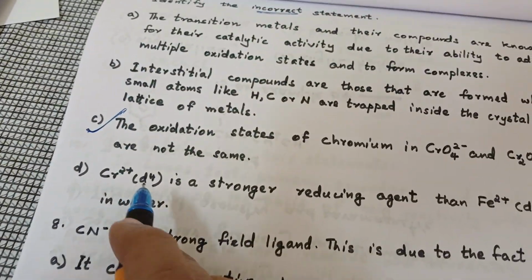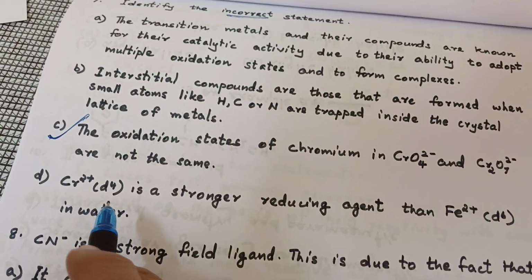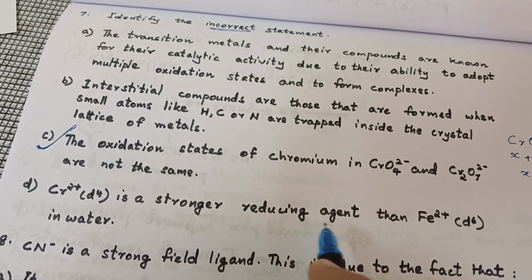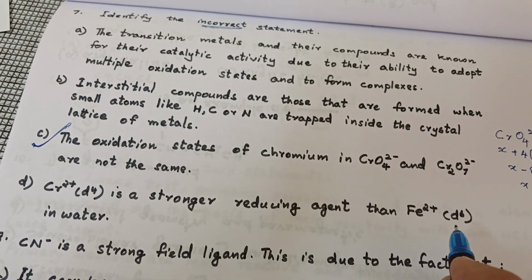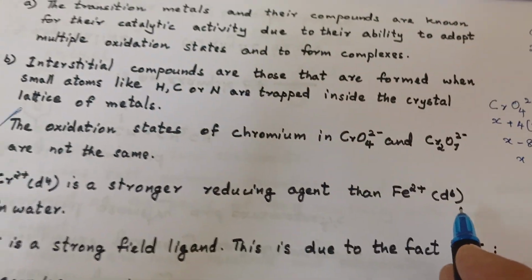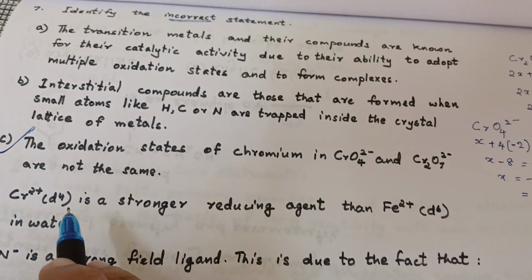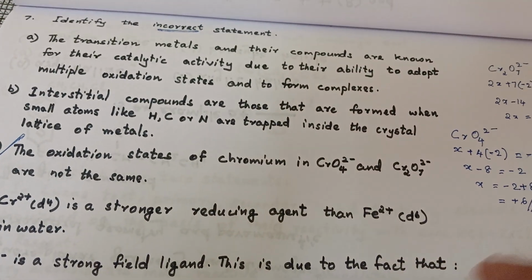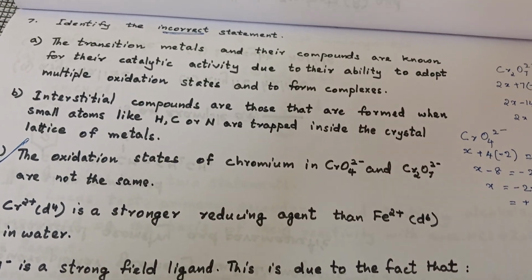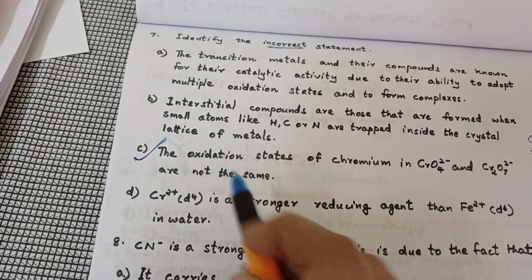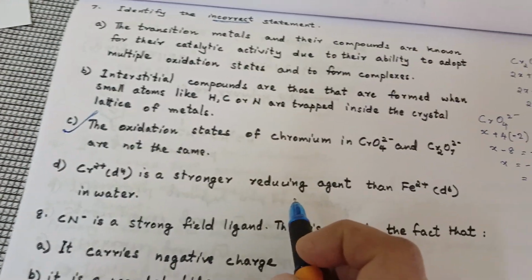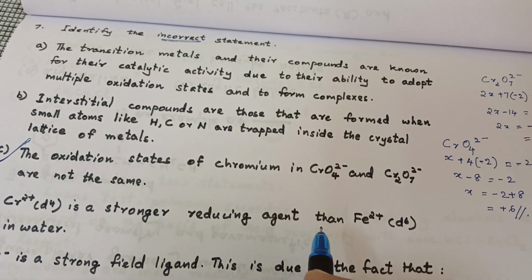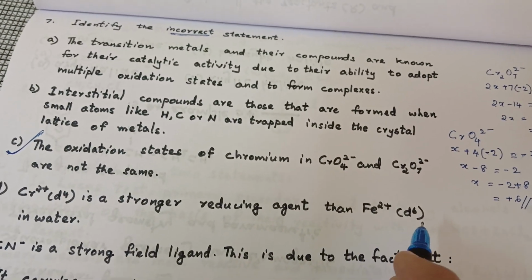Let us look at the other also. Cr2+, that is a d4 configuration, is a stronger reducing agent than Fe2+, that is d6, in water. Yes, if it is d4, then it will try to get a better, more stable oxidation state. So this will be a stronger reducing agent than Fe2+.